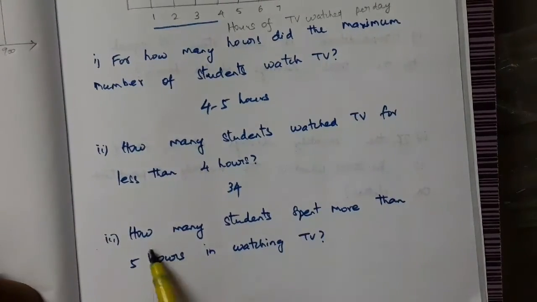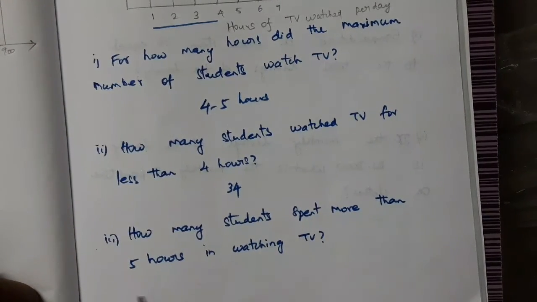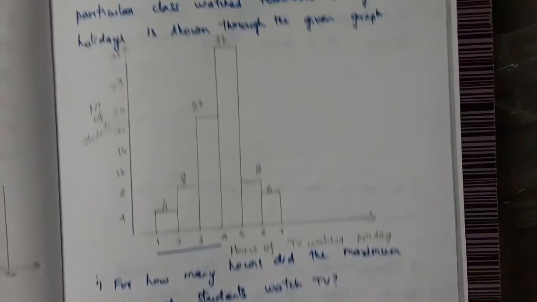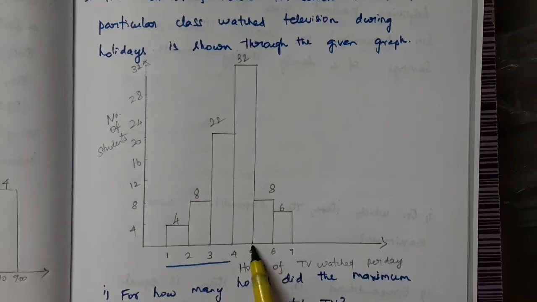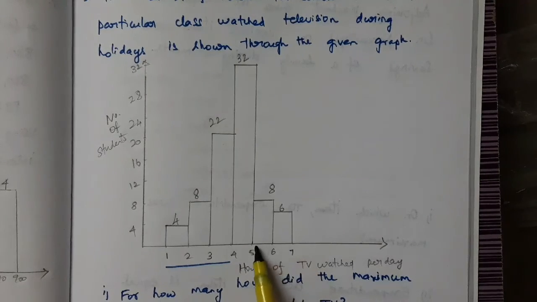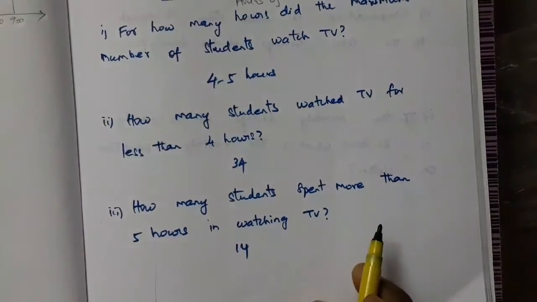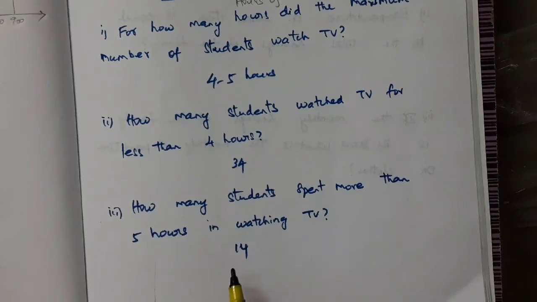The last is how many students spent more than 5 hours in watching TV. So you have to go more than 5 hours. So here it is 5. More than 5 hours means you have to count from here to here. Okay, so 8 plus 6. So 8 plus 6 is 14 students. 14 students spend more than 5 hours in watching TV.